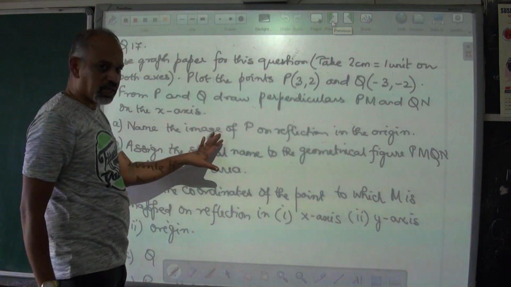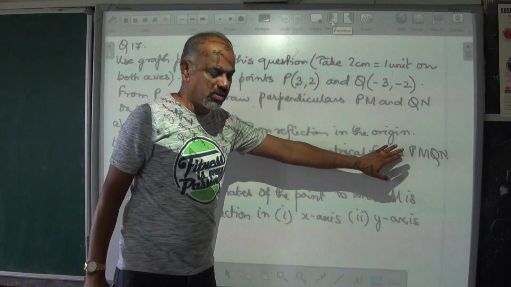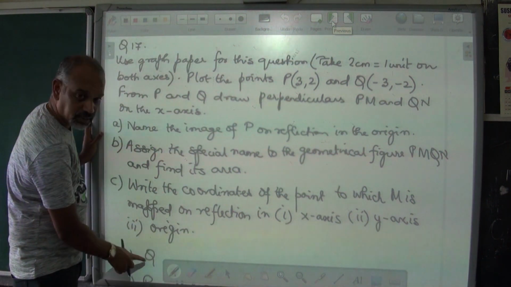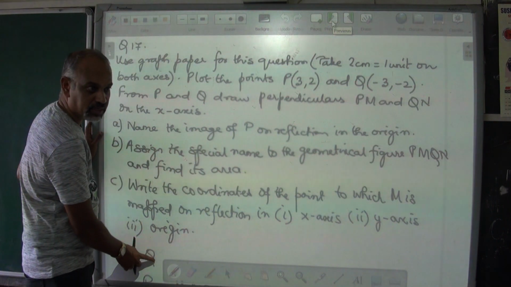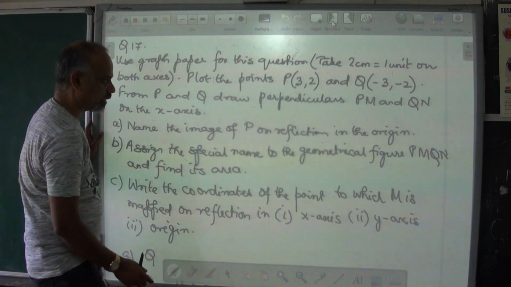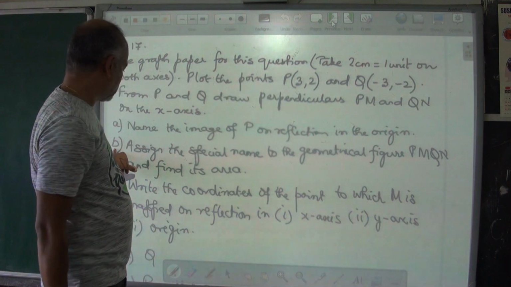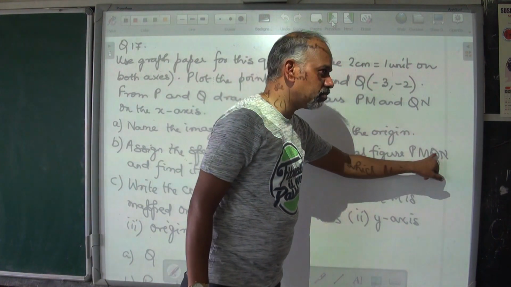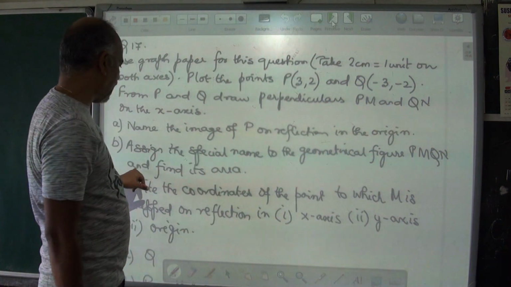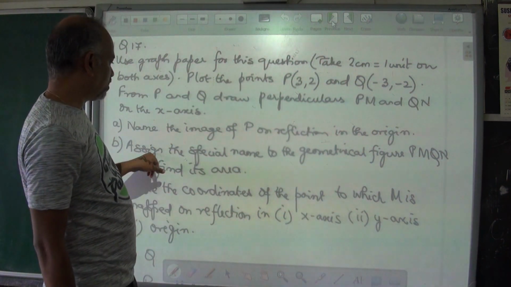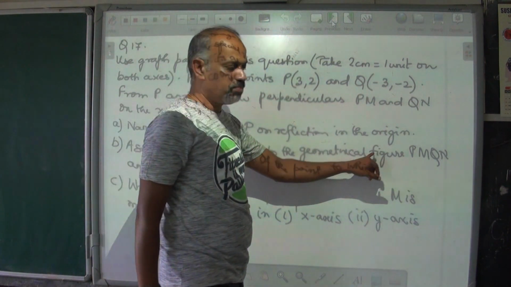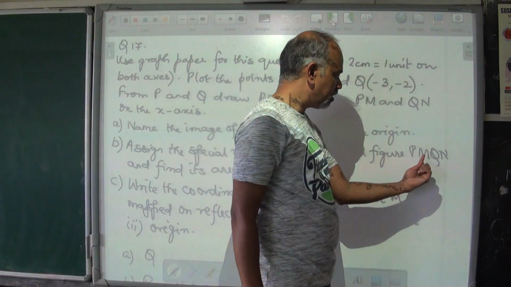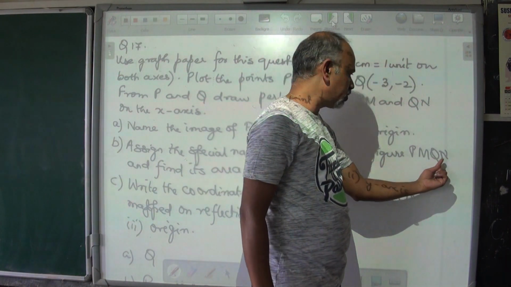So, name the image of P on reflection in the origin. The image that you get for the first subdivision A is Q. P is reflected in the origin, you get Q. The second one, assign the special name to the geometrical figure PMQN and find its area. You have to give a special name to this figure PMQN. You have to join this figure in this order: P with M, then with Q, then with N.